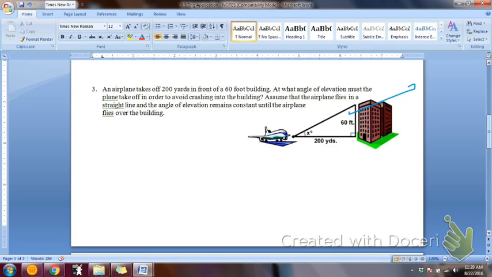You also have an eraser then. That's all right. You can either hit undo or the eraser. This undo. Yep. There you go. Okay, assume the airplane flies in a straight line at the angle of elevation.